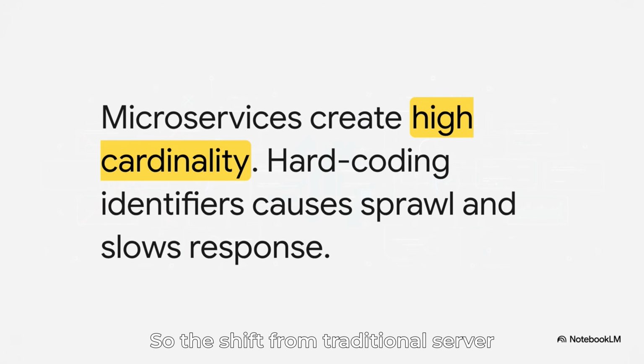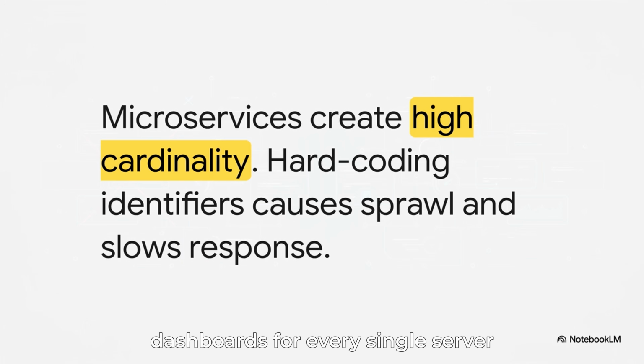So, the shift from traditional server clusters to highly distributed microservices has caused an absolute explosion of data, what we call high cardinality. I mean, think about it. If you hardcode a server name like production web 01 into a query, what happens when autoscaling kicks in? Suddenly, it spins up 50 identical instances. Now, production web 01 is just one of 50.